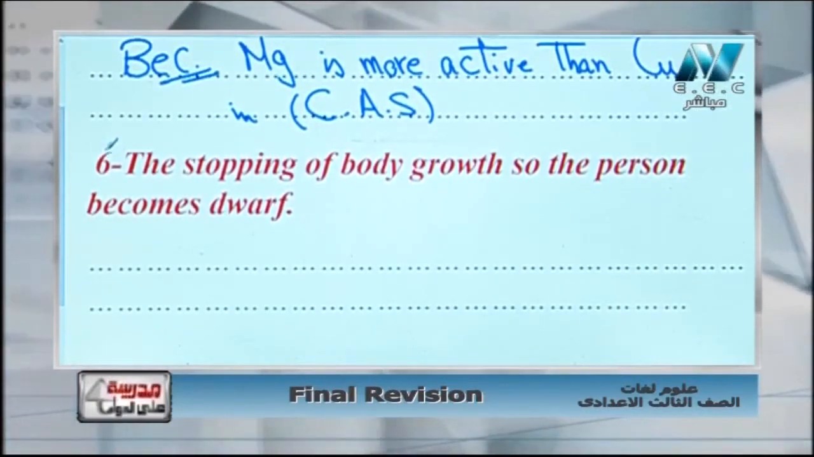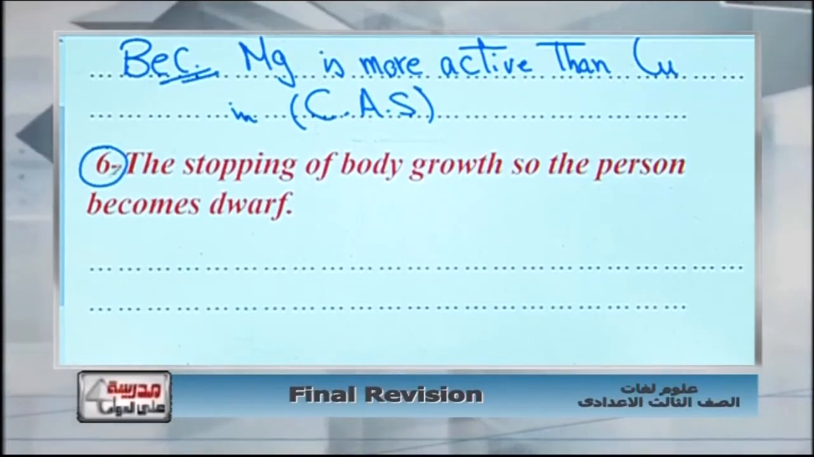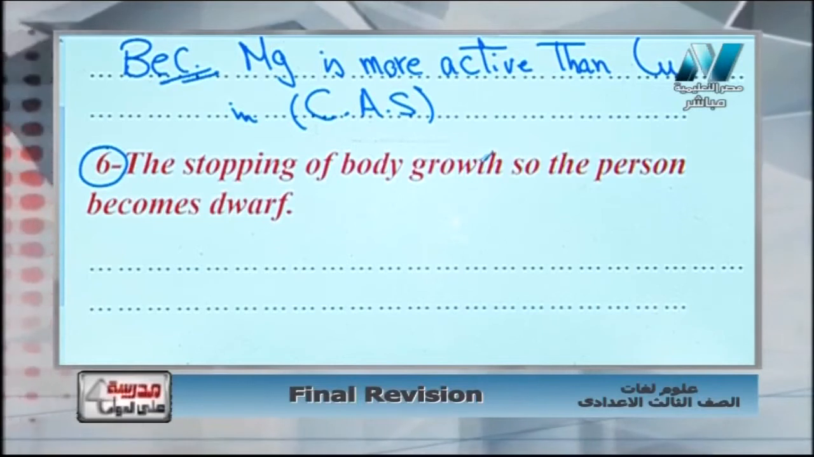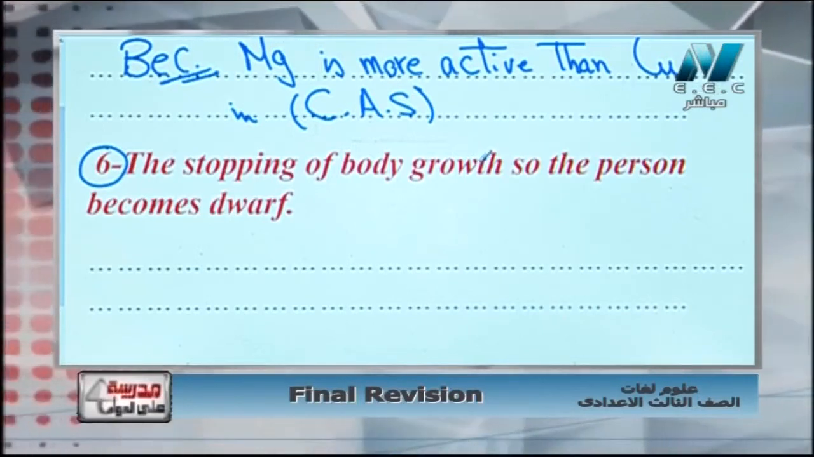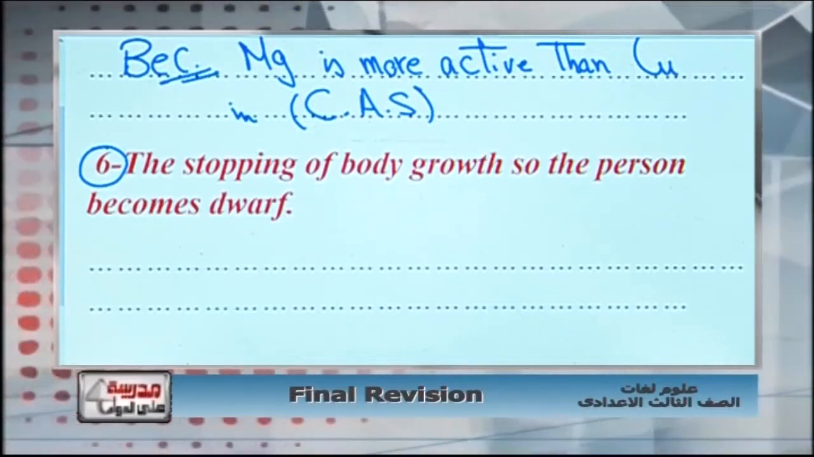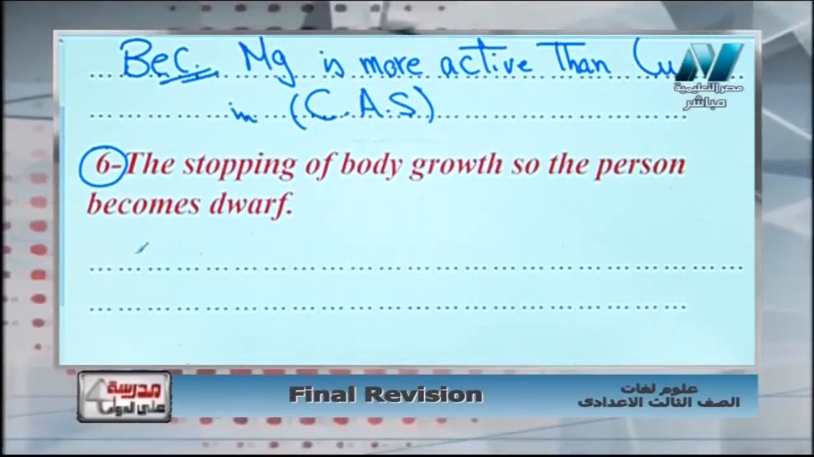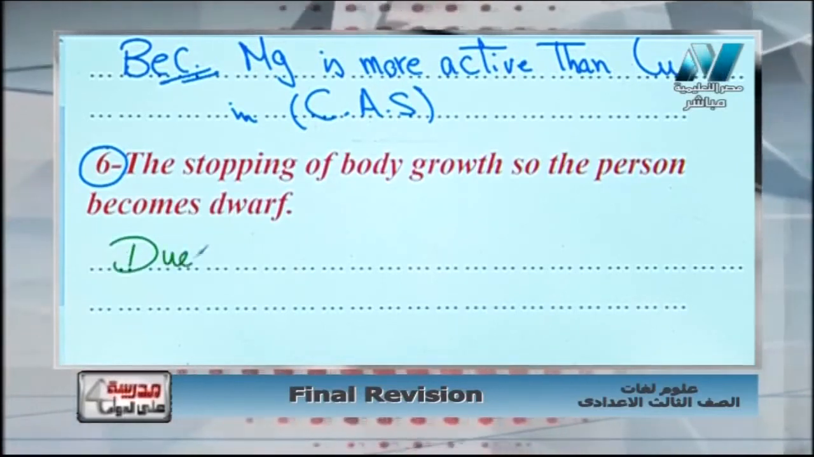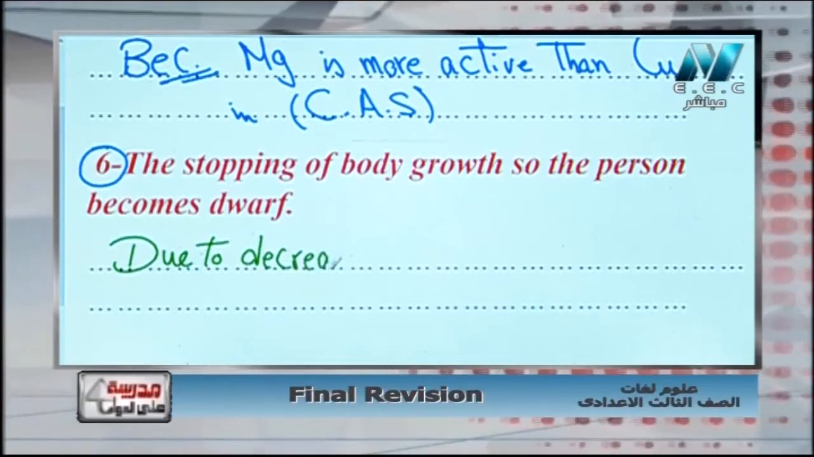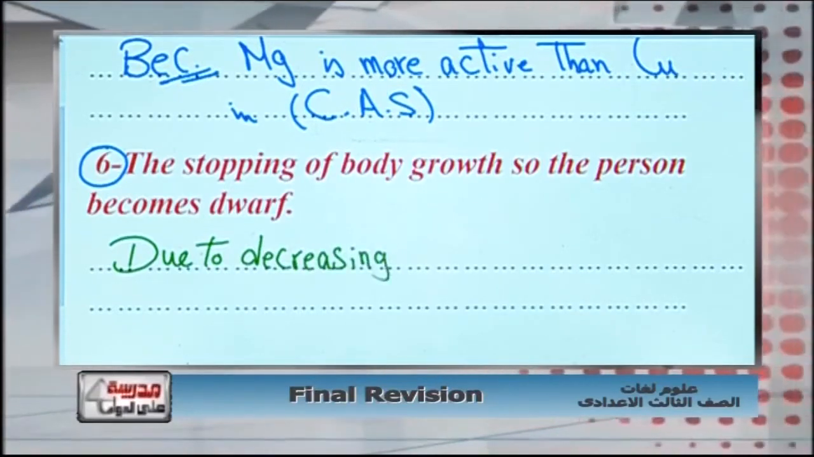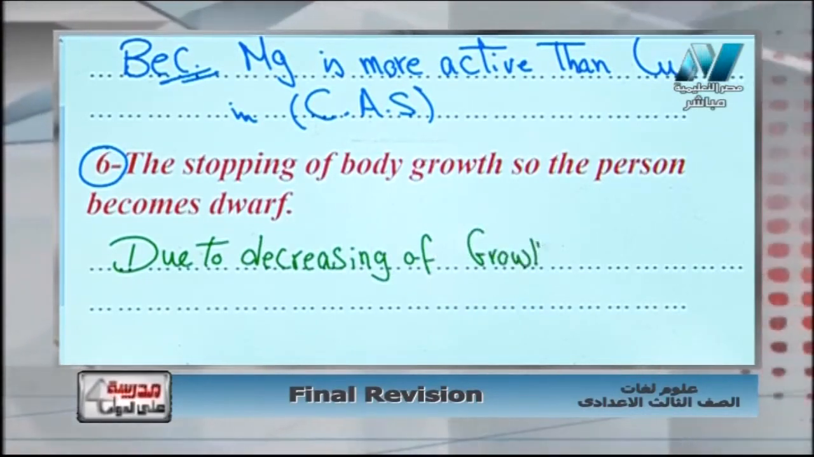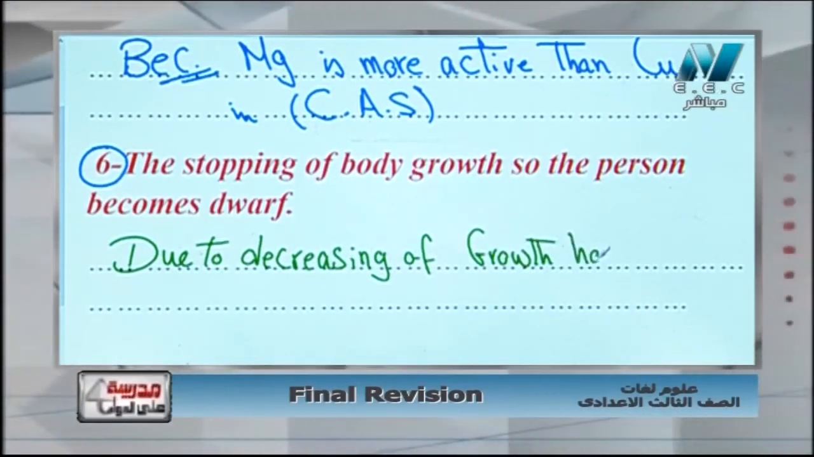هنا بيقول لي question from unit 4, the stopping of body growth so the person becomes dwarf. توقف النمو فالإنسان بيصبح dwarf أو قزم شوية. Why؟ طبعا due to decreasing of growth hormone.